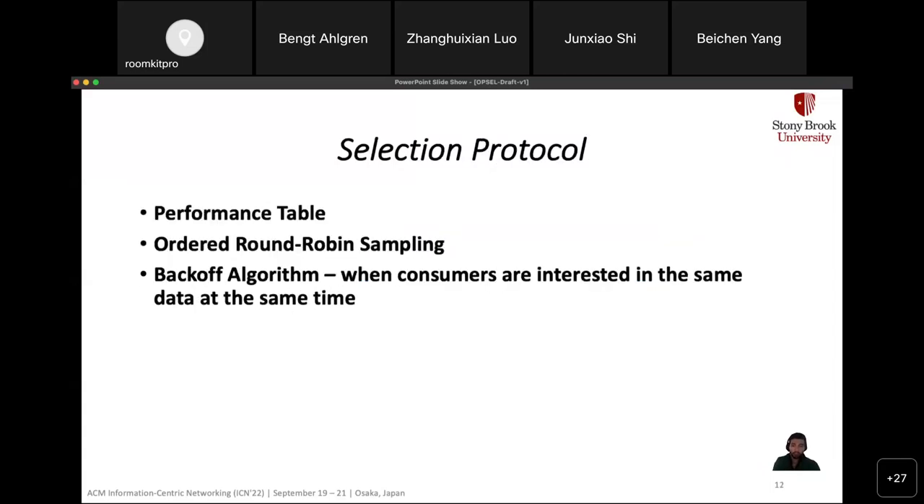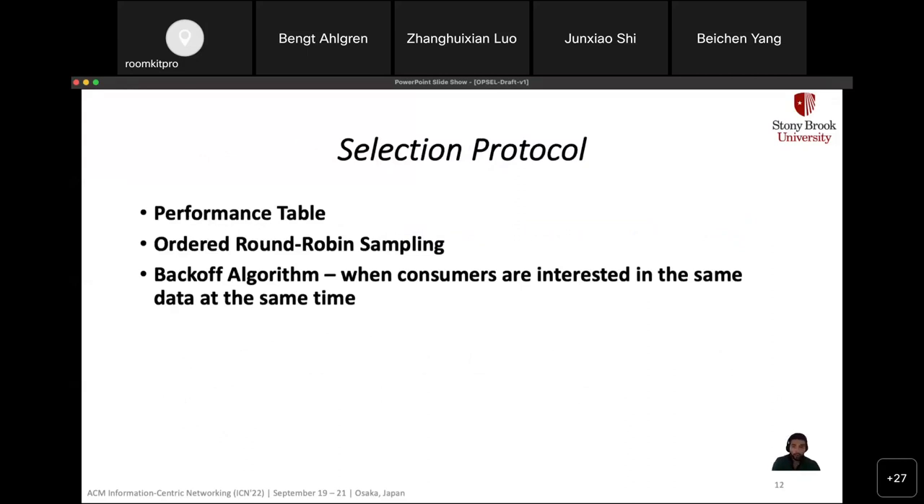The selection protocol consists of three components: the performance table, the round robin sampling, and finally the backoff algorithm, which handles when the consumers are interested in the same data at the same time. Usually that's not the case. Usually you have consumers joining an ongoing stream or starting a stream after one is already complete. The likelihood of consumers all requesting the same data at the same time is very low, but we also accounted for it.